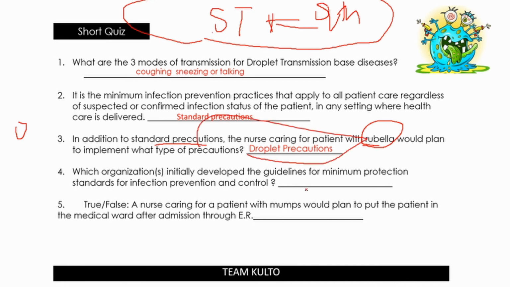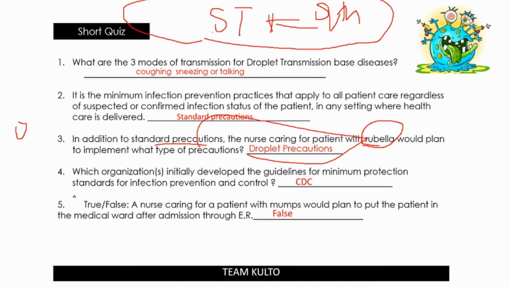Okay? Okay, next question. Which organization or organizations initially developed the guidelines for minimum protection standards for infection prevention and control? Anong body? Anong award-winning body? Award-winning body yung nagpasimula nitong mga minimum protection standards for infection prevention. Ano? Ang sagot, CDC. What is CDC? Centers for Disease Control.